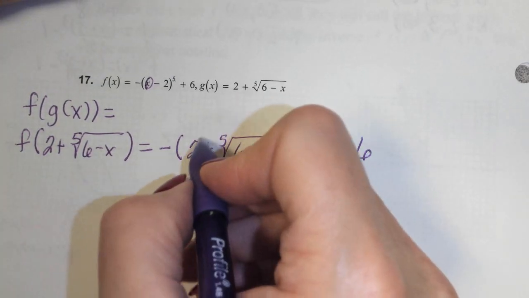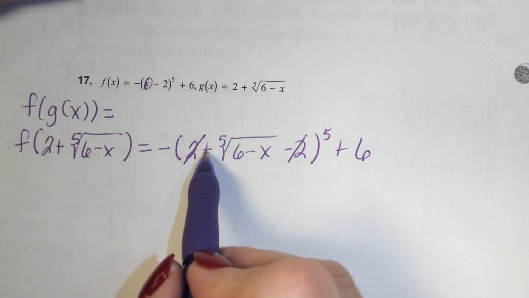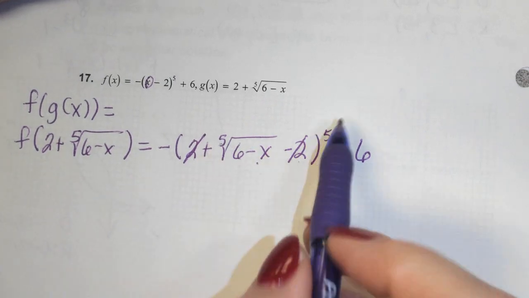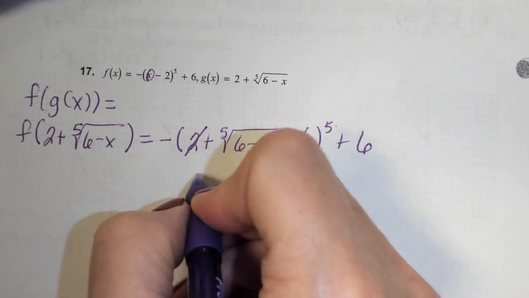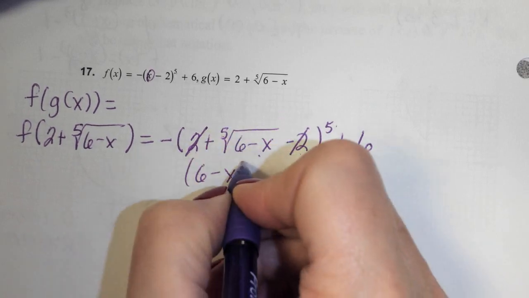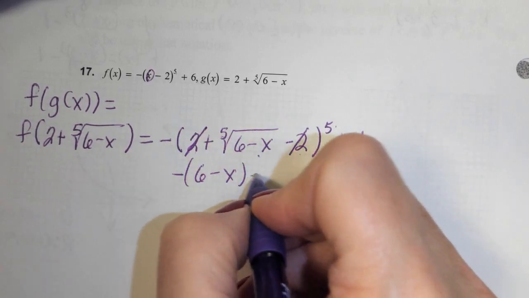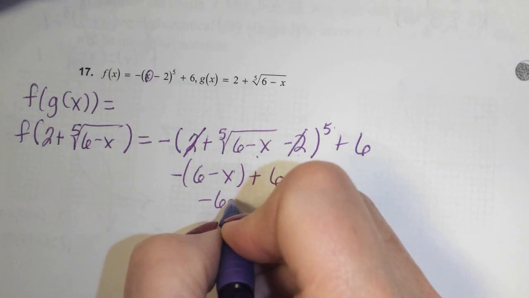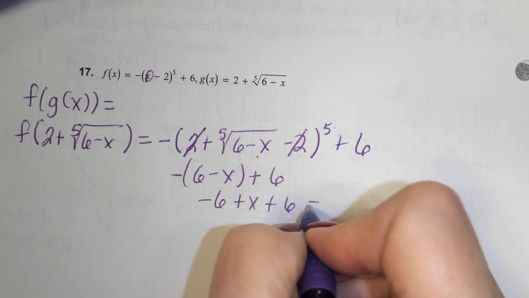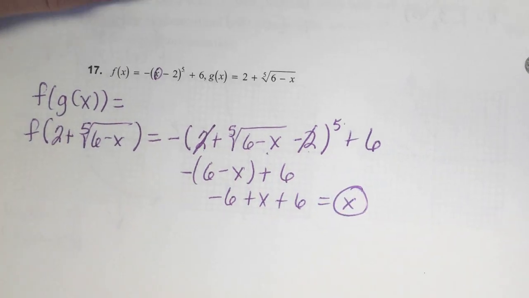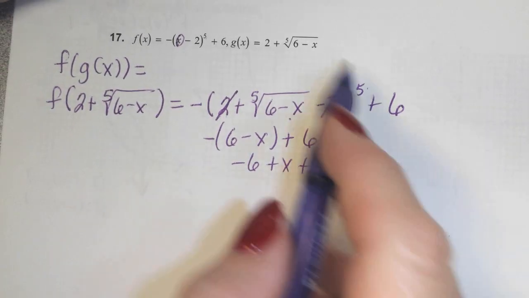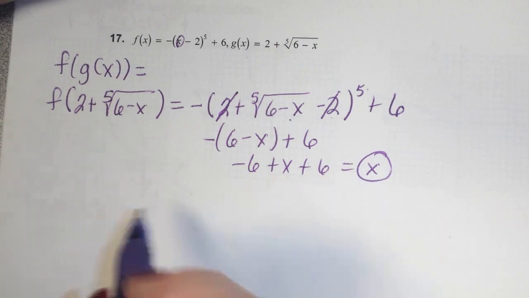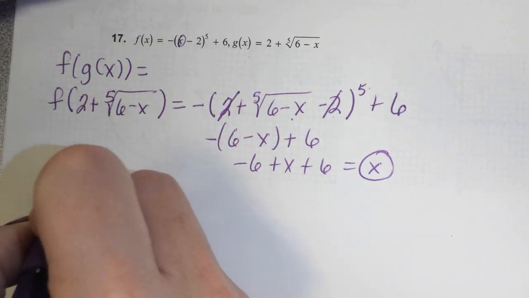Well, 2 minus 2, that's 0. If I have the 5th root of something to the 5th power, that's just going to give me what's under the radical. And then I've got the negative right there. I'm going to have to distribute that negative through. All right, so that gives me x. So it's going to be an inverse if g of f of x also gives me that x.